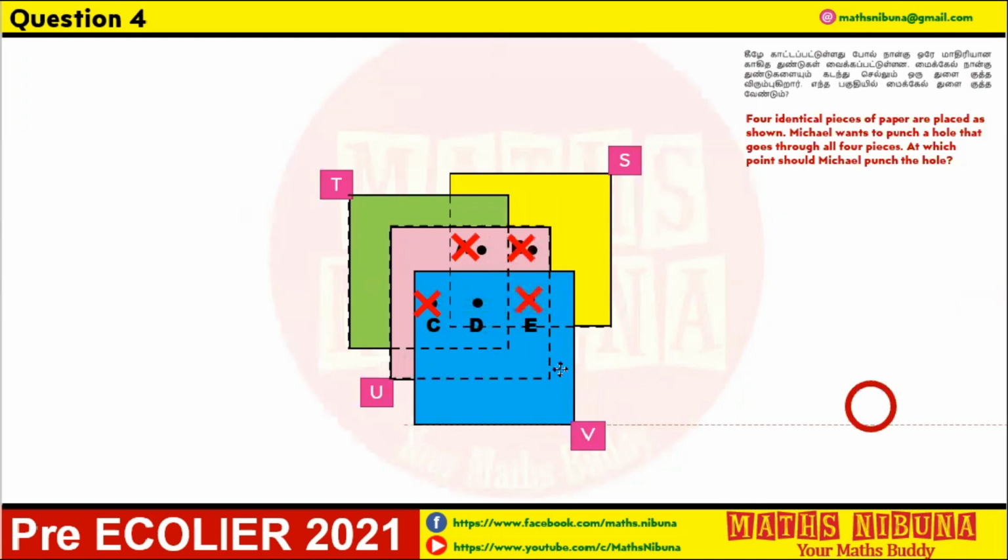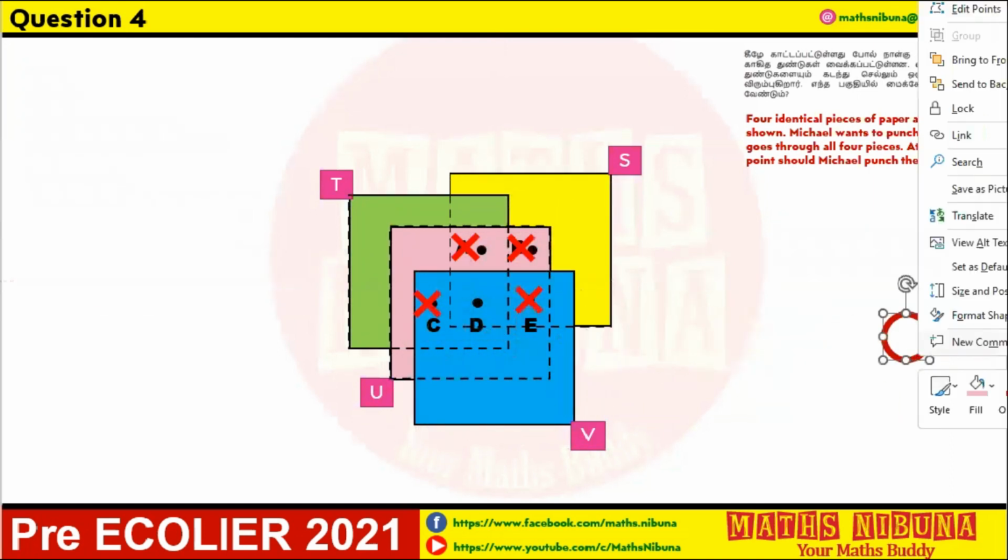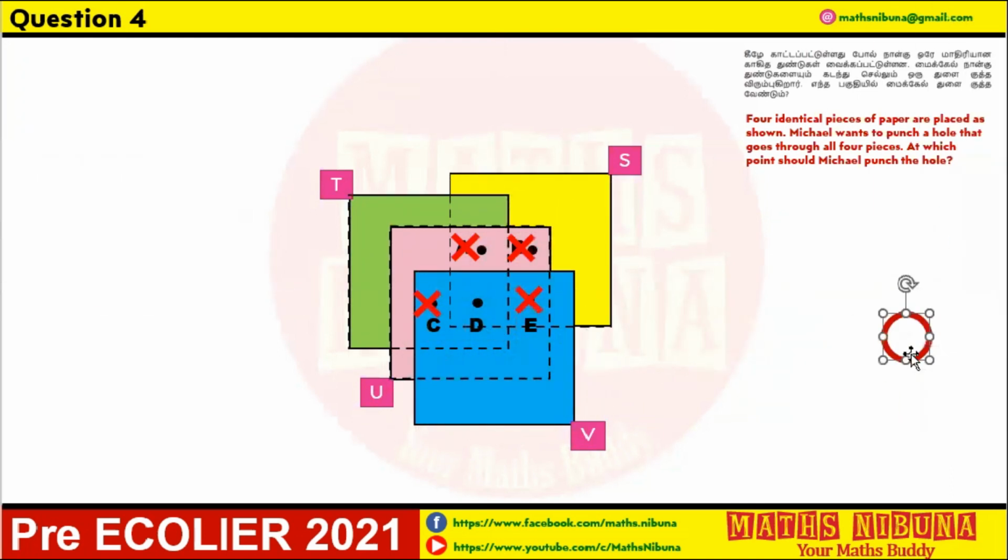That means the correct answer is B. D is covering all the 4 papers. Okay, so the answer is D.